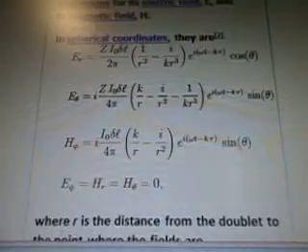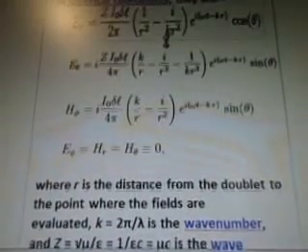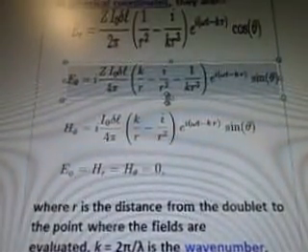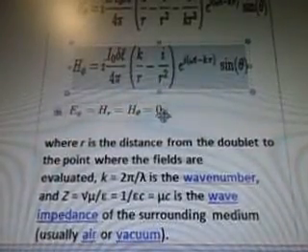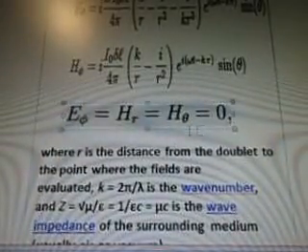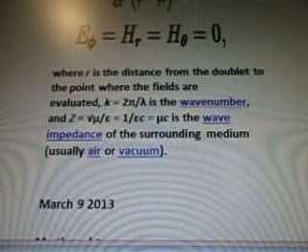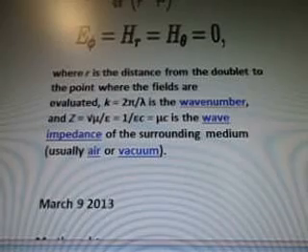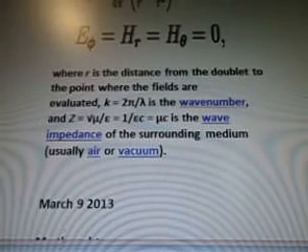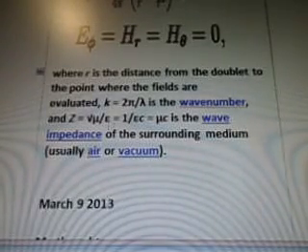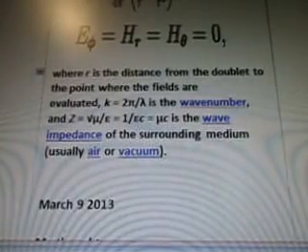In spherical coordinates they are, and there's all the coordinates. Actually, I'm making it just a wee bit bigger so you can see what they are. Kind of hard to see that little dinky print there. There. Try this one here. I don't know why they always put these math equations in these little boxes. Easier to make the print bigger. Okay, where R is the distance from the doublet to the point where the fields are evaluated. K equals 2π divided by, I think that's wavelength, is the wave number, and Z equals whatever that is, the wave impedance of the surrounding medium, usually air or vacuum. So you can read those little math equations there, right?